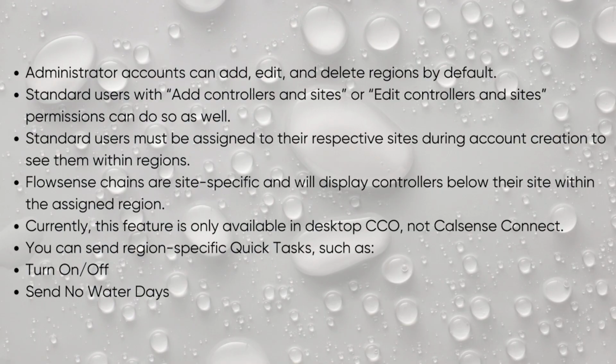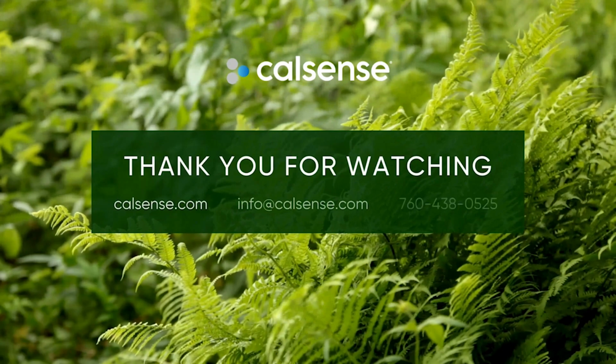FlowSense chains are site-specific and will display controllers below their site within the assigned region. Currently, this feature is only available in Desktop CCO, not Calsense Connect. You can send region-specific quick tasks, such as turn on and off and send no water days.